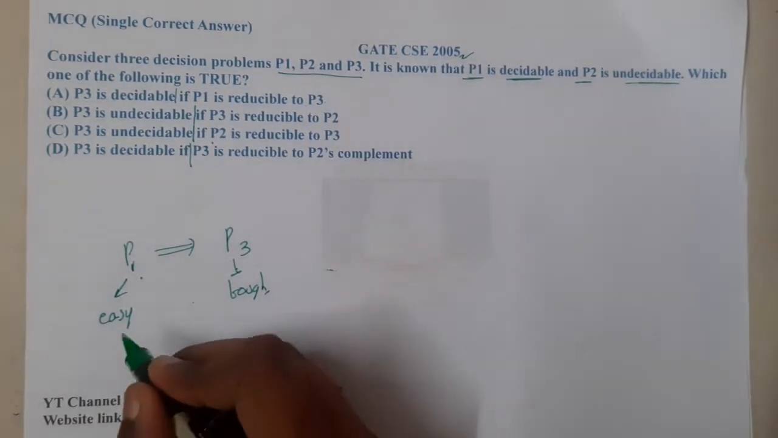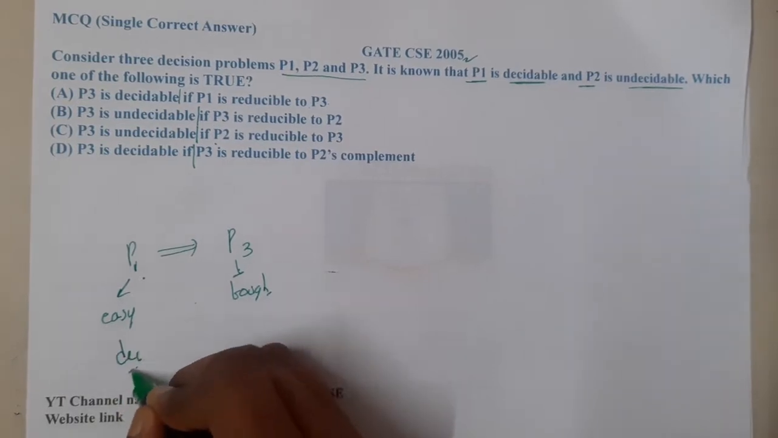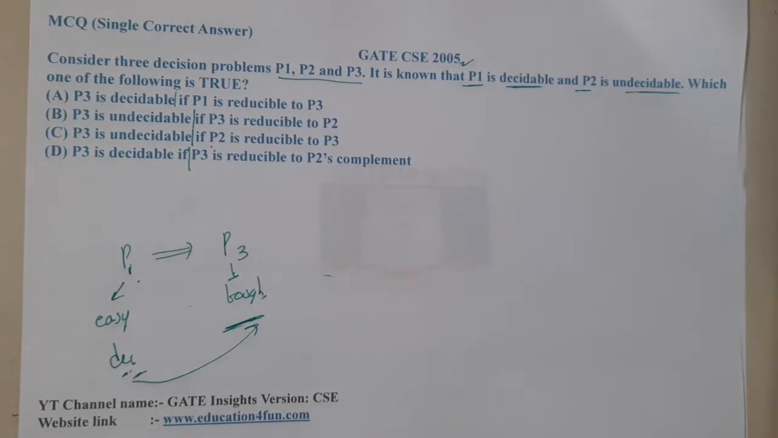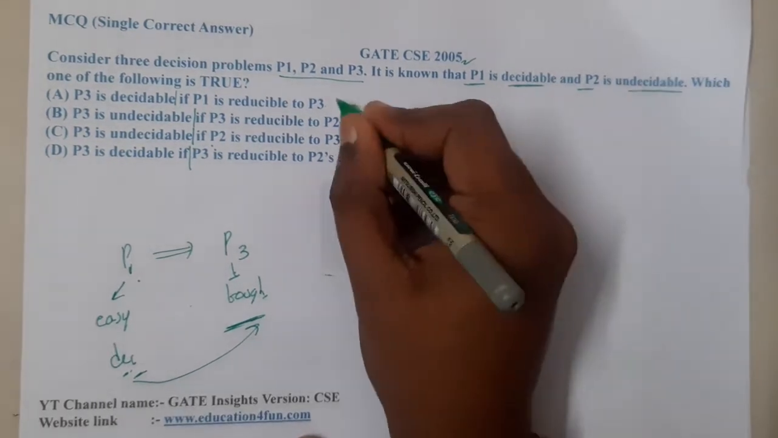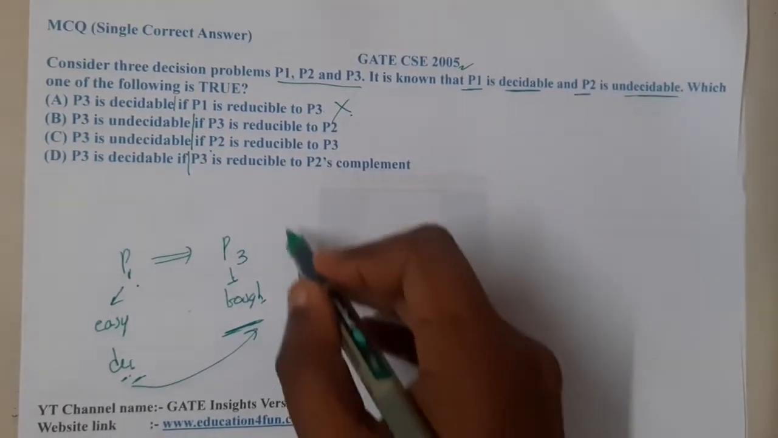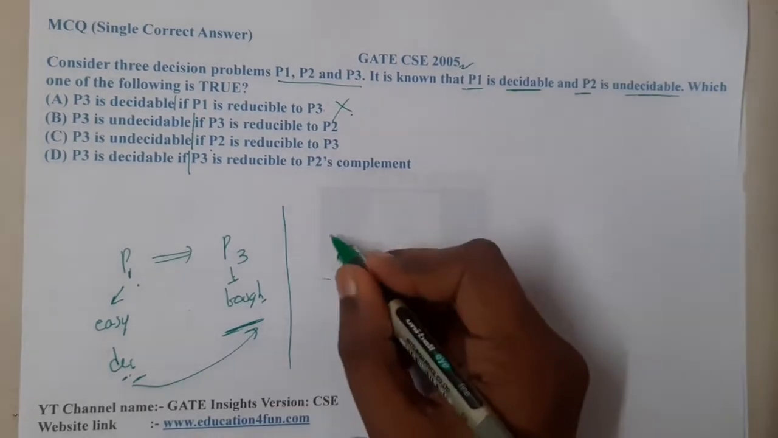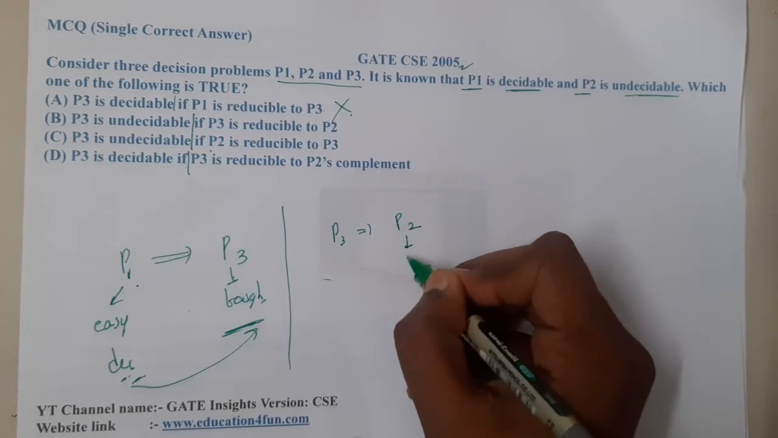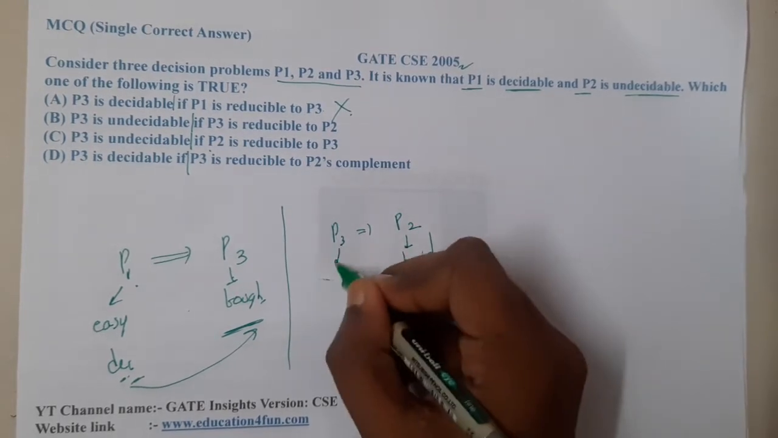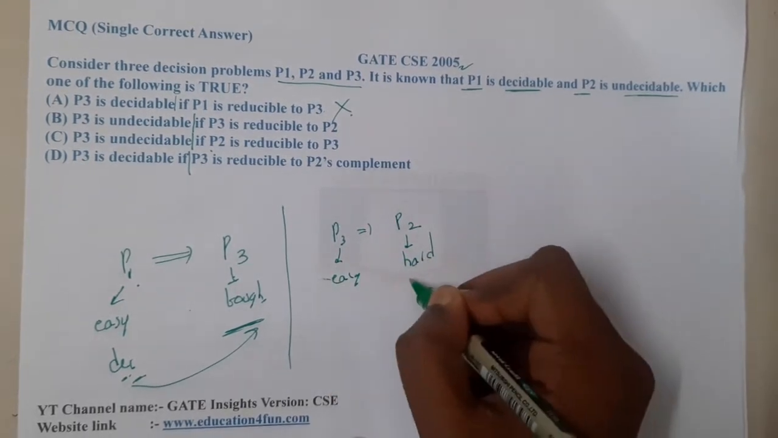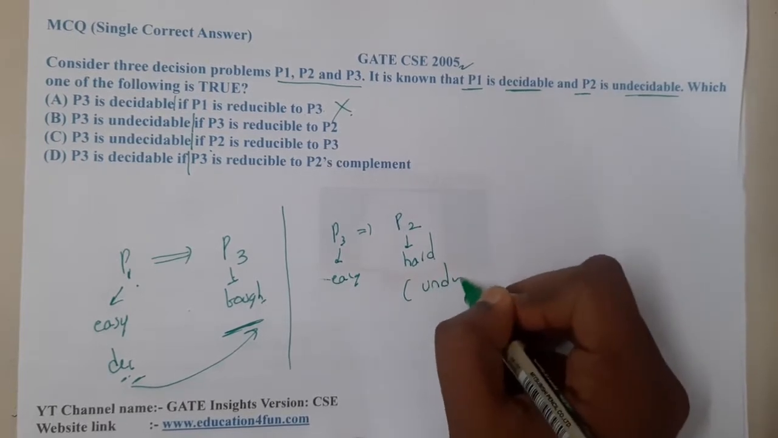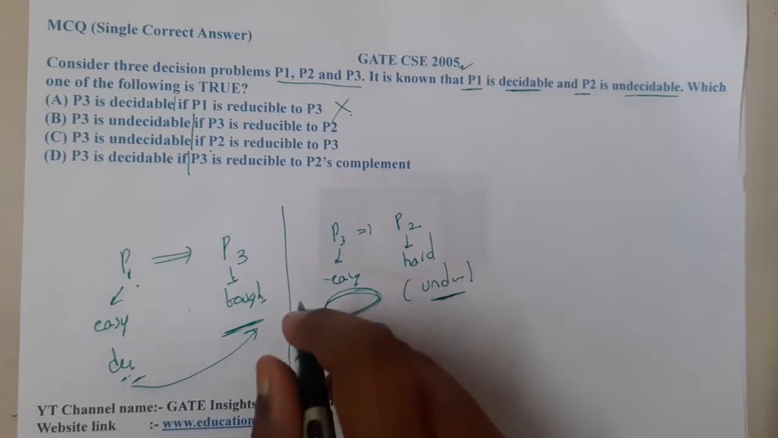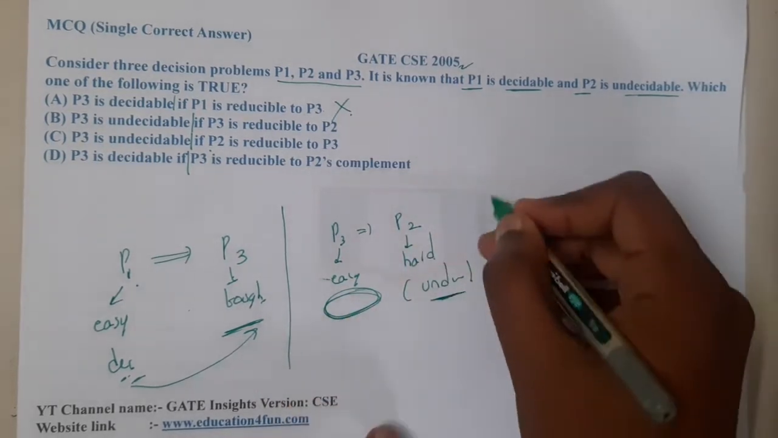We clearly know that P1 is decidable. Based on this, how can you say that P3 is decidable or not decidable? I think this option doesn't make any sense. Moving on to the next option: P3 is reducible to P2. That means P2 is hard and P3 is easy. And they are saying P2 is undecidable. If the hard problem is undecidable, how can you say whether the easy one is decidable or not? We cannot say it is undecidable here either.